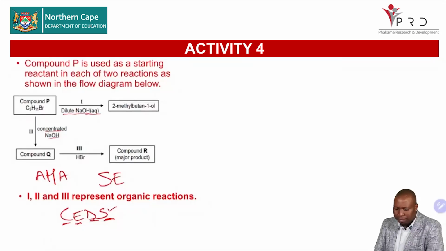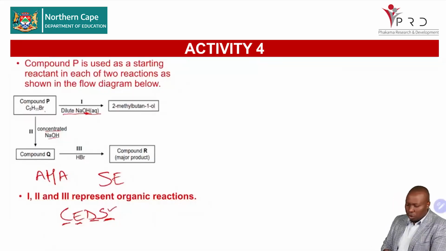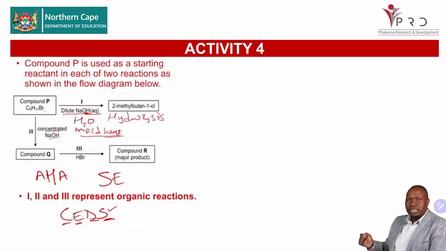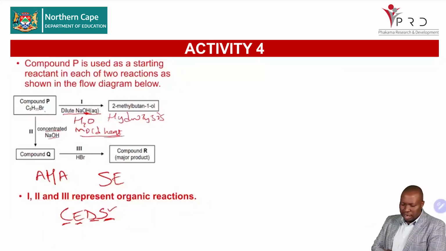Definitely, during substitution, when we form alcohols from haloalkanes, we call that a substitution, and the type of reaction is called hydrolysis. Remember, we can use dilute sodium hydroxide, or we can use water. It's not only that, it's water and mild heat, because they're going to ask you about the other reaction conditions. For substitution, we just want mild heat. And for hydrolysis, we use either water or dilute sodium hydroxide.